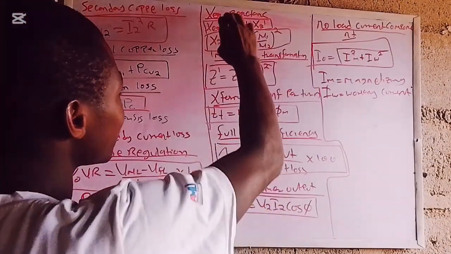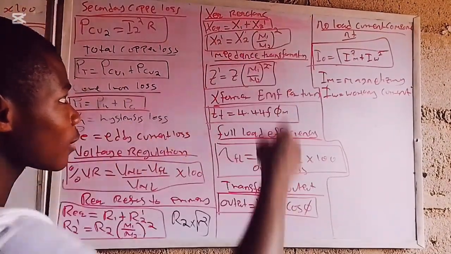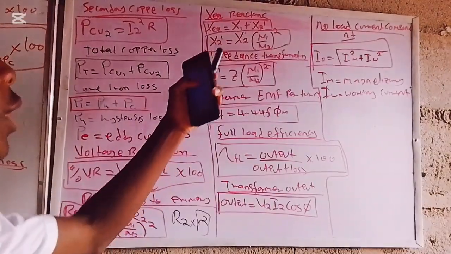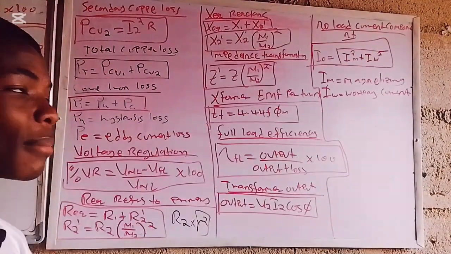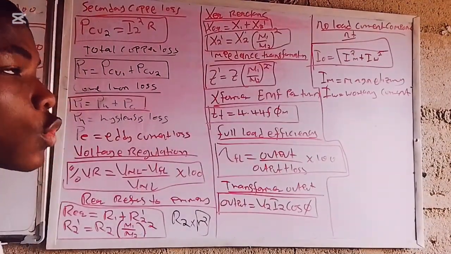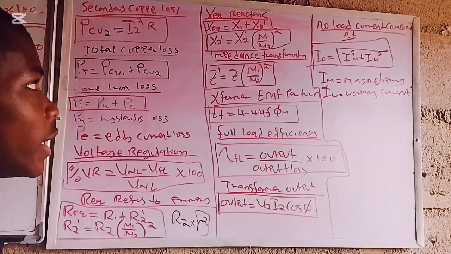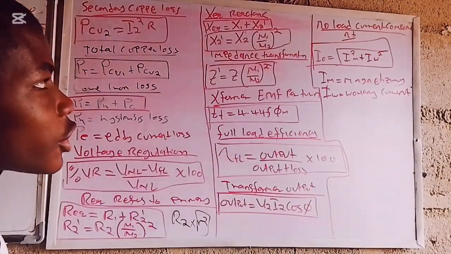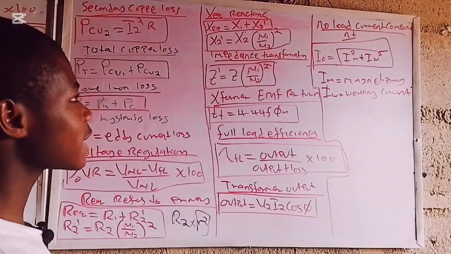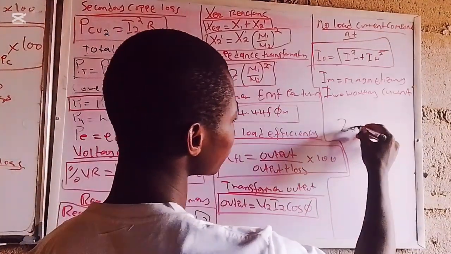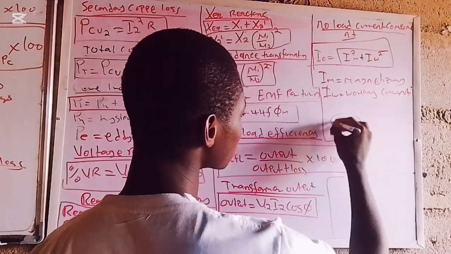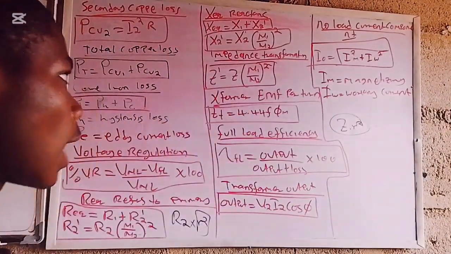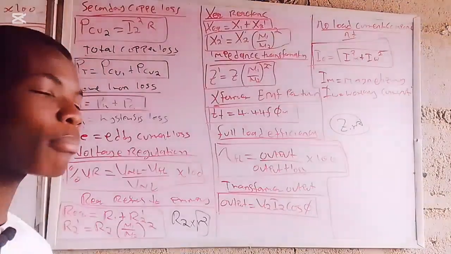And also we have the equivalent reactance, X1 plus X2 prime. X2 prime is the same thing as X2 multiplied by R squared, which is the turn ratio squared. And the impedance transformation, Z prime, is the same thing as Z multiplied by R squared.